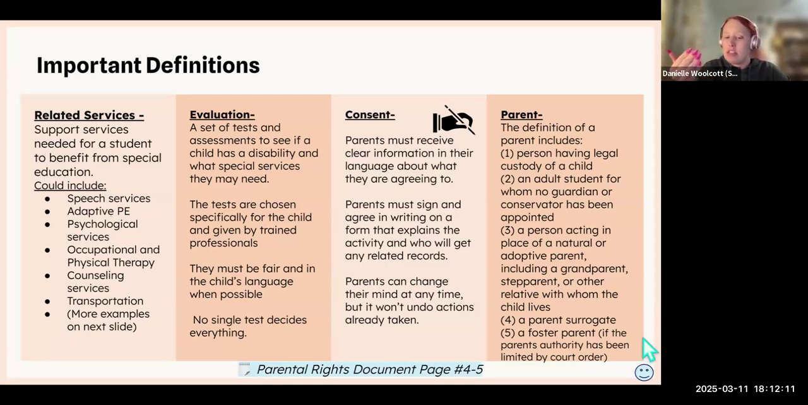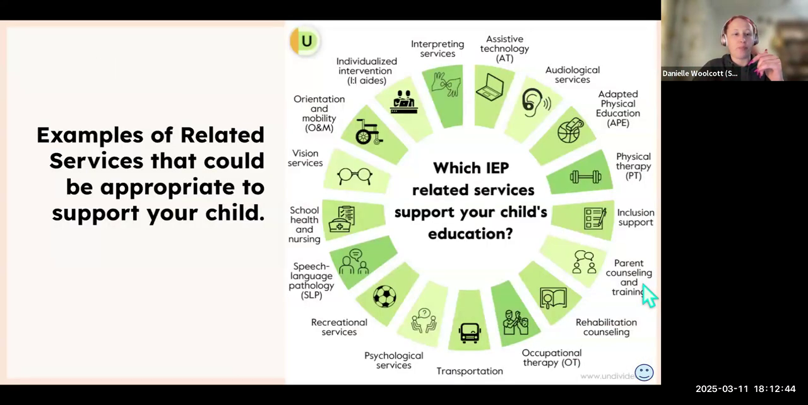And then these are the definitions listed of a parent. There are different circumstances for different children, but it includes the person legally having custody of a child, an adult student for whom no guardian or conservator has been appointed, a person acting in place of a natural or adoptive parent, including a grandparent, step-parent, or other relative with whom the child lives, a parent surrogate, or a foster parent if the parent's authority has been limited by court order. So that's whoever has those educational rights.